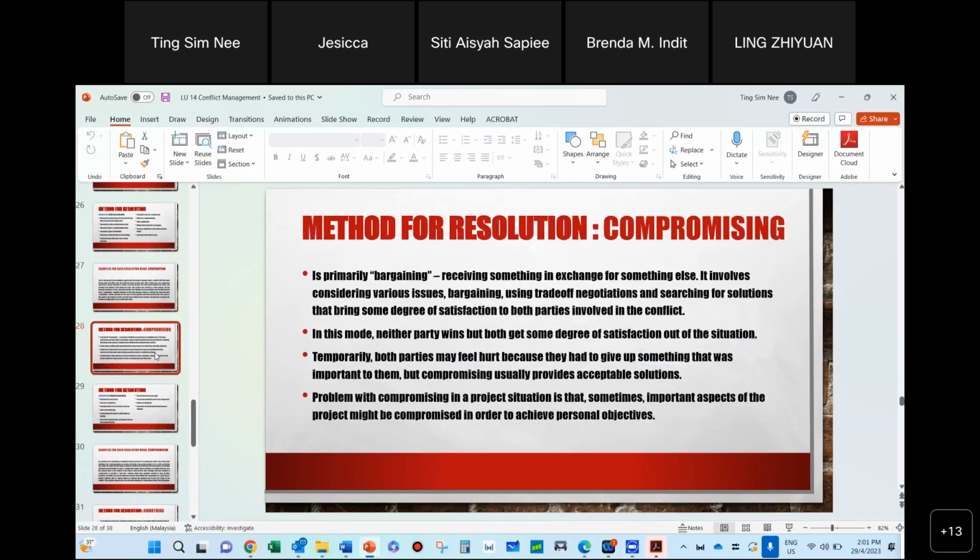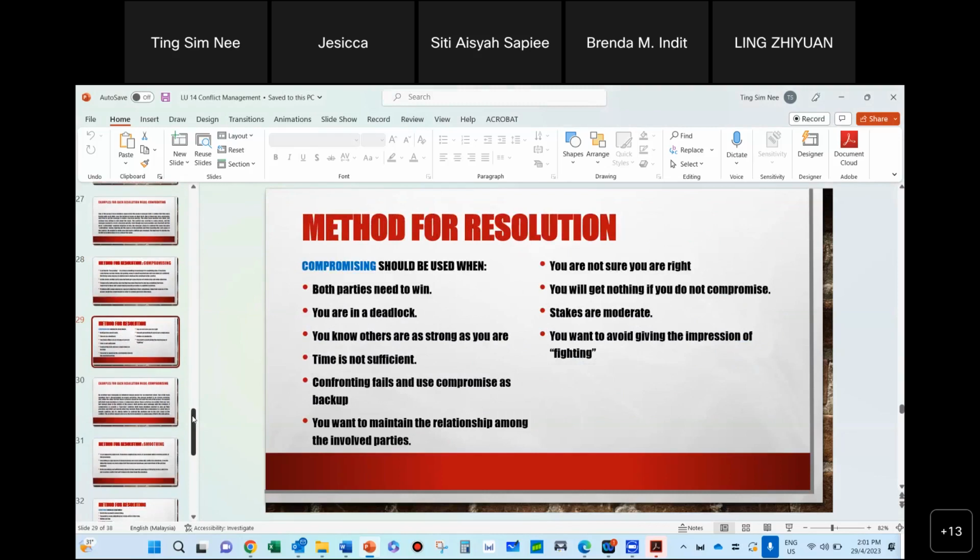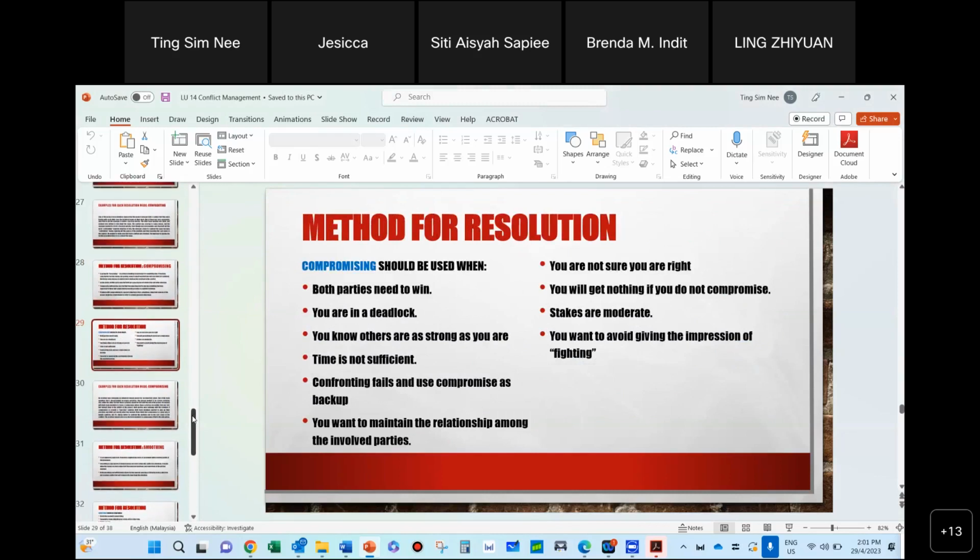Then they've got compromising. This is about bargaining, like somebody has to give up on something. Compromising is whereby you are in a deadlock, there's not enough time already, and you want to make sure that you get what you need to get, or you see that the other side has something that you need, and you can give on certain things. These are the types of situations where you can use compromising.